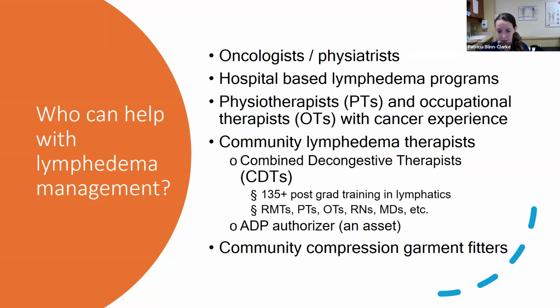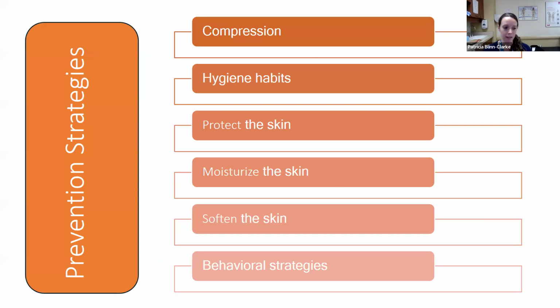If you want to find someone in your area, you can look up the Lymphedema Association of Ontario therapist directory to see people that are close by. And of course, community compression garment fitters, so the people that do measurements to help you get fit for lymphedema compression garments. These are all people that are able to help you manage your lymphedema well.